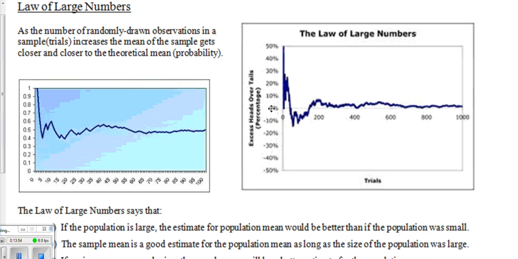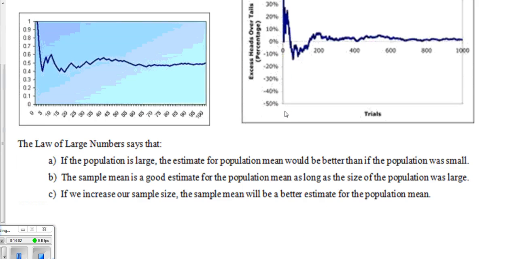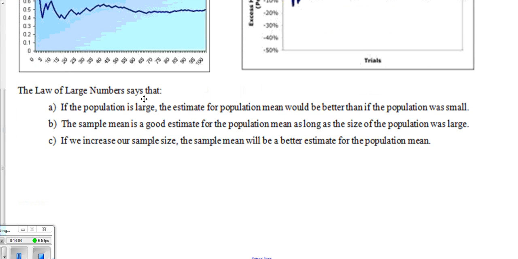They should be both even with each other, about 50% for both cases. So they're not, one is so many more than the other one. So looking at the law of large numbers, there are a couple different things that the law of large numbers will tell us. One, if the population is large, so again, if we do the experiment a lot of times, the estimate for the population mean would be better than if the population were small.